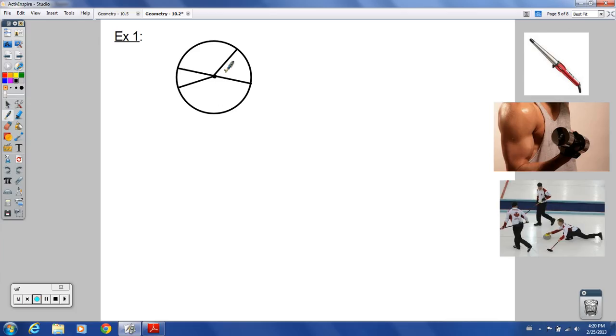So I want you to write in here a few more things. This is 65 degrees. This is 115 degrees. This is 30 degrees. These are all central angles because they have the vertex at the center of the circle. And let's call this C, U, R, and L.